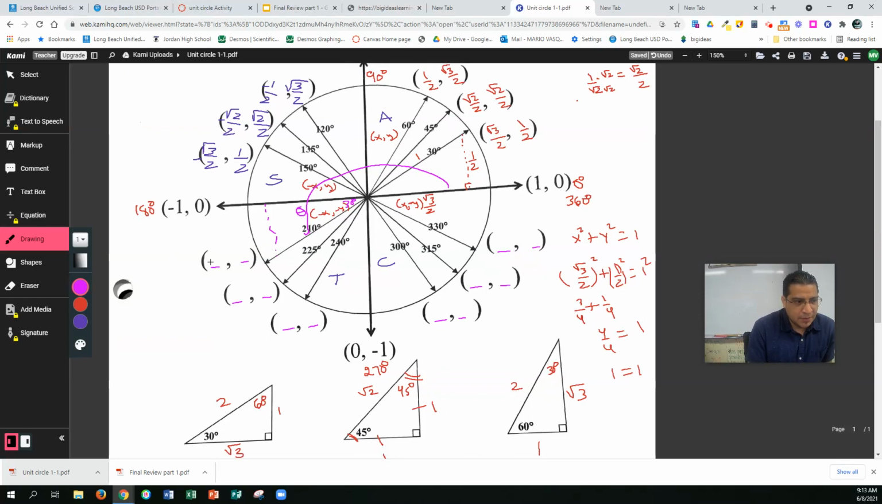So all I need to do, I can look at the 30 here, and I can say, well, I want to find the cosine. Well, cosine is going to be adjacent over hypotenuse. So this is going to be square root of 3 over 2. The sine is going to be opposite over hypotenuse, right? Sorry, cosine is adjacent over hypotenuse, and this is opposite over hypotenuse. So this is going to be 1/2.